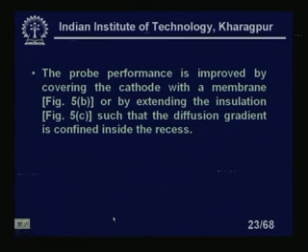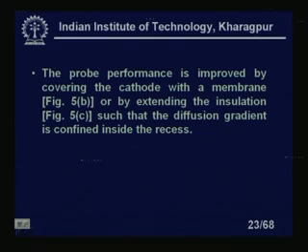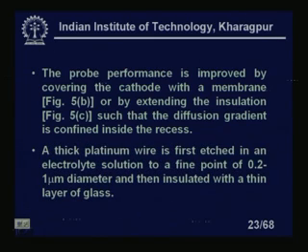The probe performance is improved by covering the cathode with a membrane. Obviously, if I cover it with a membrane, it will be responsively slower, and by extending the insulation as shown in figure 5c, the diffusion gradient is confined inside the recess. A thick platinum wire is first etched in an electrolyte solution to a fine point of 0.2 to 1 micrometer diameter, then insulated with a thin layer of glass.